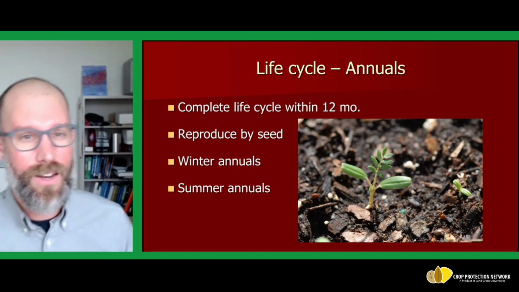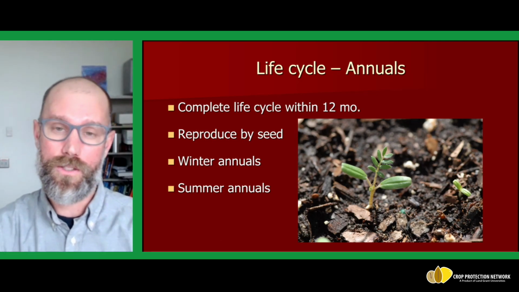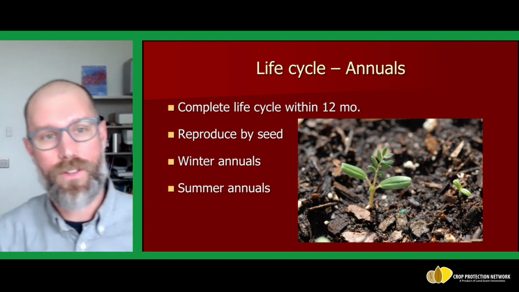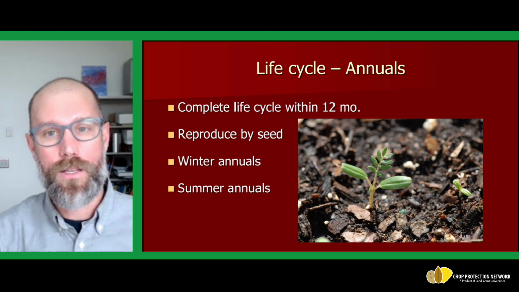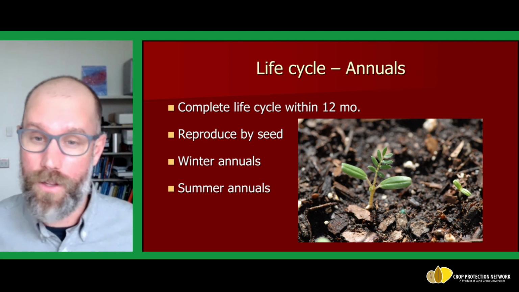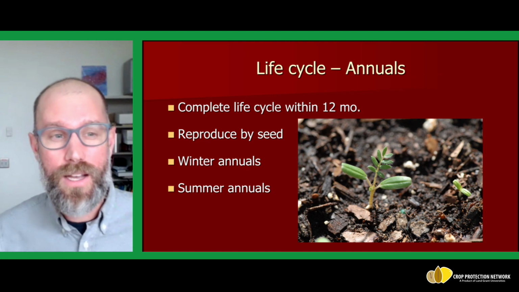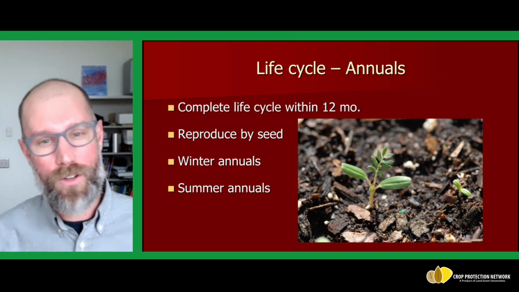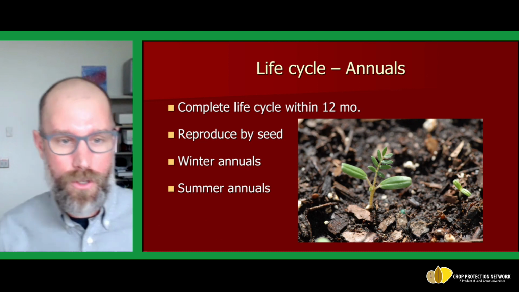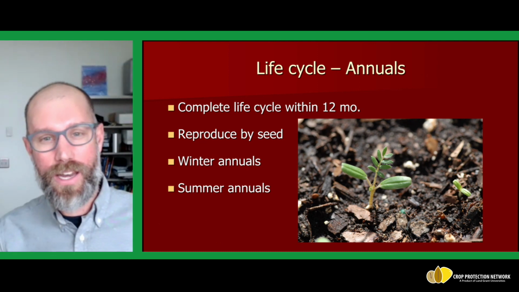So when we talk about broadleaf weed identification, I usually like to start by thinking about the life cycle of different weeds. And so there's different plants have different life cycles. One particular life cycle that a lot of weeds fall into in our cropping systems are annual weeds. So these would complete their life cycle in about 12 months. They often reproduce, or primarily reproduce by seed, and they're classified as both winter annuals and summer annuals.